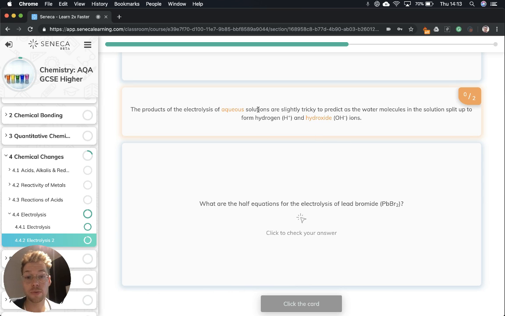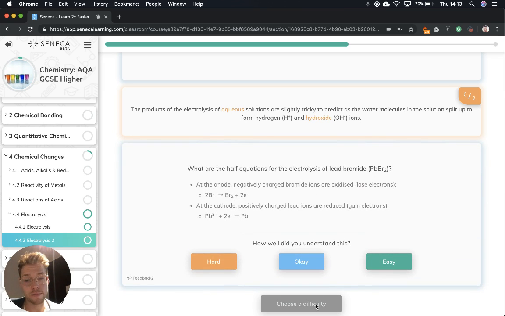And aqueous solutions form hydrogen and hydroxide ions. Awesome, right? So remember those equations we did with potassium bromide, but you could use any other metals. It could be potassium, it could have been lead chloride, anything like that.